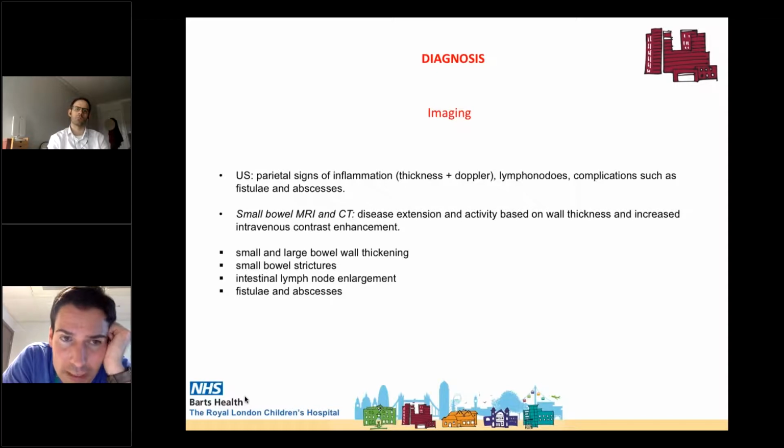Even more accurately, small bowel MRI and CT can be used. CT, we try to limit or not use it in the pediatric age, but of course it will be used in adults. Small bowel MRI is a great technique that tells you about small bowel and large bowel involvement. Is there any stricturing? Is there any fistulae? Is there any bowel wall thickening? And signal from perfusion, from vascularization. So putting all this together, you'll be able to know about the disease extent.